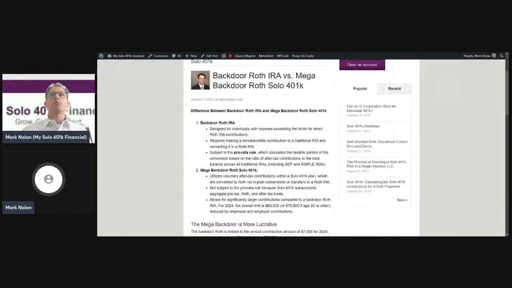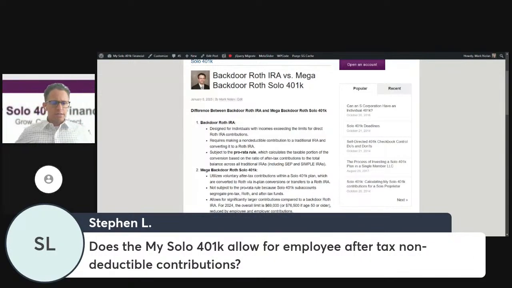Let's take a look at some questions here. Okay, so we've got a question here. Does my solo 401k allow for employee after-tax deductible contributions? So after-tax employee contributions are never deductible.